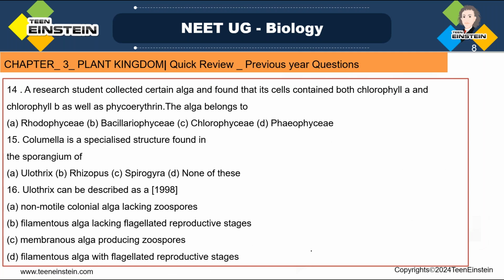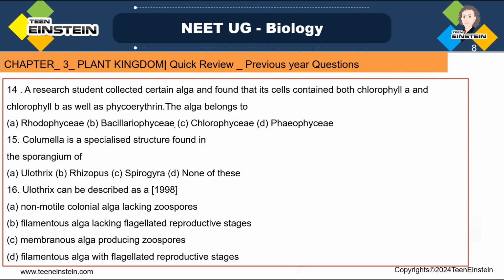A research student collected a certain alga and found that its cells contained both chlorophyll A and chlorophyll B as well as phycoerythrin. So that alga belongs to option A, Rhodophyceae, option B, Bacillariophyceae, option C, Chlorophyceae, option D, Phaeophyceae. So which one is the right answer?